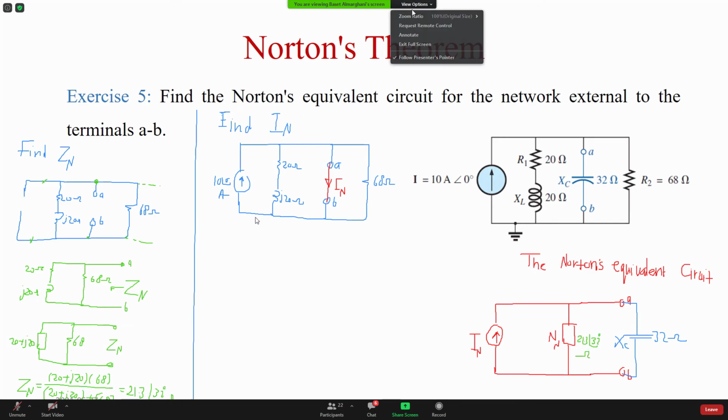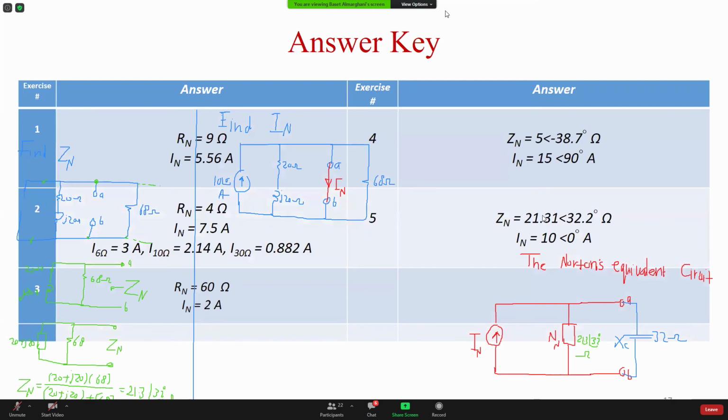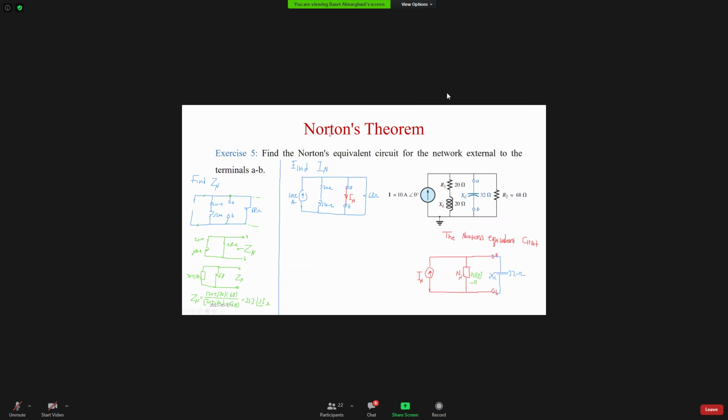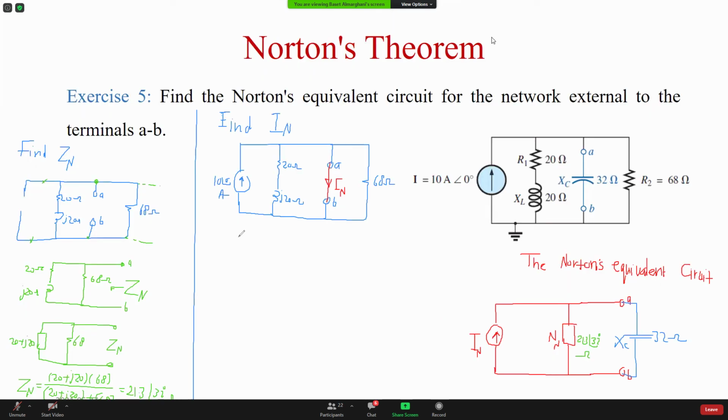Let me check the answer just to confirm. 21.3 angle 32. Okay. Now here in this circuit, look at the 68 ohm. There is a short circuit around it. So any element that is shorted, remove it. So you can say, okay, here's what I have.